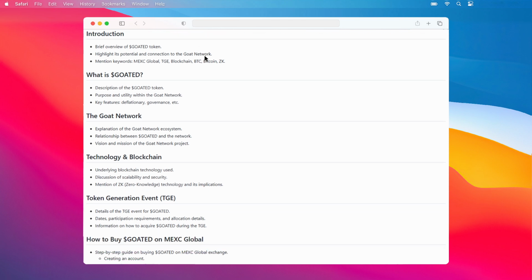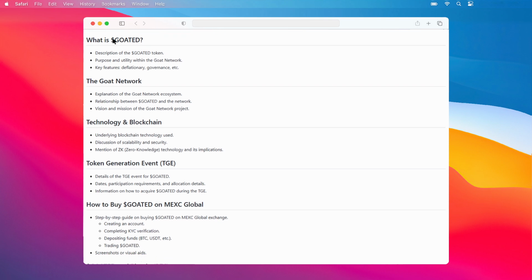We'll touch upon its connection to MEXC Global, the upcoming TGE, its use of blockchain technology, and even its relation to BTC and Bitcoin, along with its implementation of ZK. So, what exactly is GOATED?